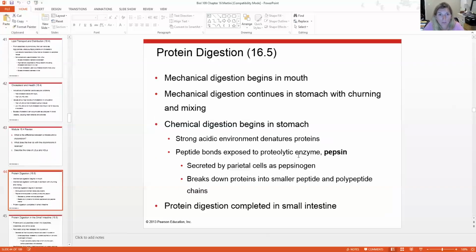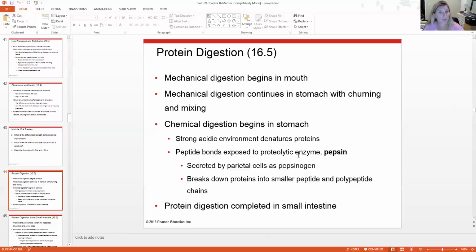We will move on to protein digestion. The mechanical digestion of proteins begins in the mouth. This is when churning and mixing occurs. There's no chemical digestion of proteins in the mouth. It begins in the stomach for proteins. The strong acidic environment is going to denature the proteins, and then the peptide bonds are exposed to the proteolytic enzyme called pepsin.